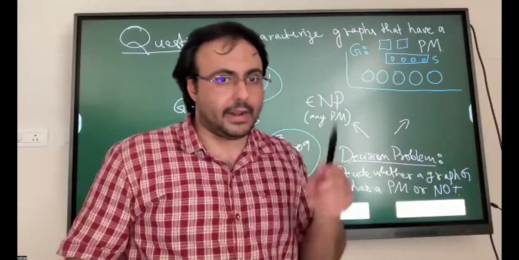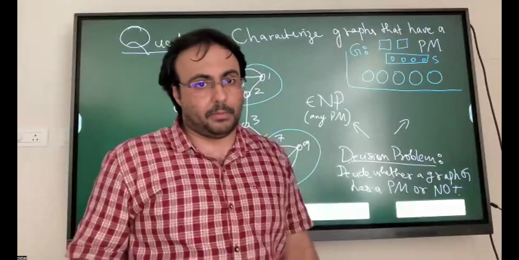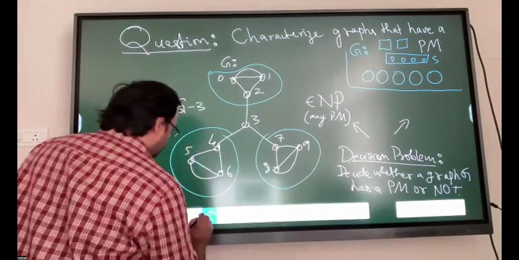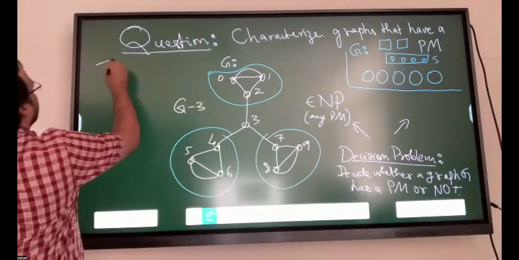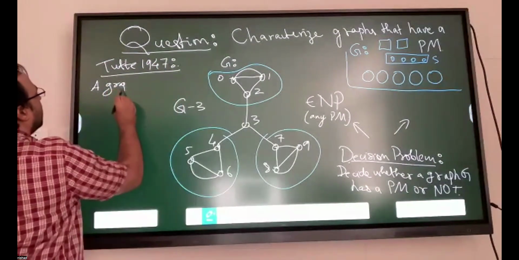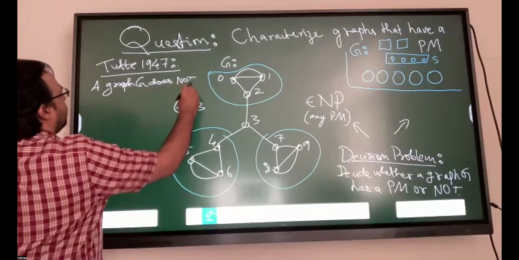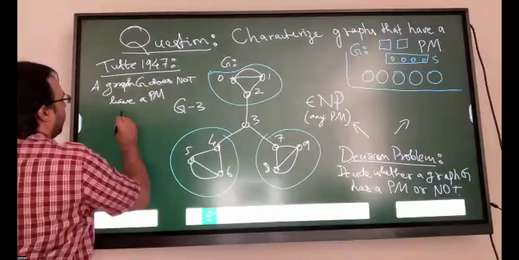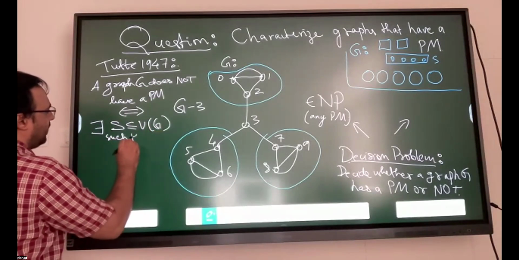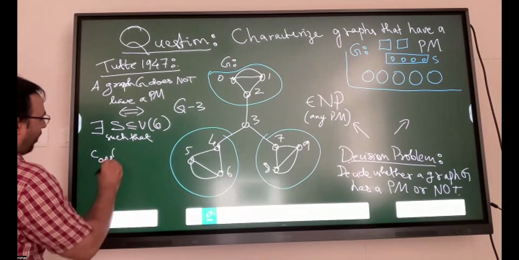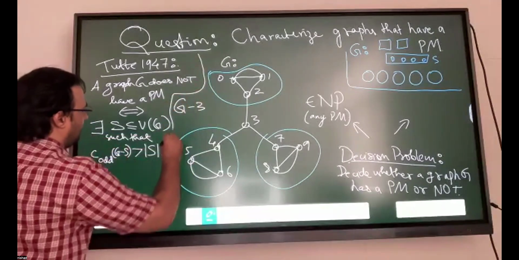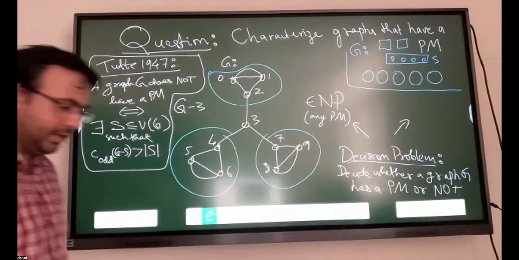And this is what Tutte proved. Whenever the graph does not have a perfect matching, there will be a set S for which the number of odd components in G minus S is strictly greater than the size of S. Okay, let's write down this theorem. This is Tutte from 1947. A graph G does not have a perfect matching if and only if there exists a set of vertices S such that the number of components that have an odd number of vertices in G minus S is strictly greater than the cardinality of S. This is what Tutte proved in 1947.